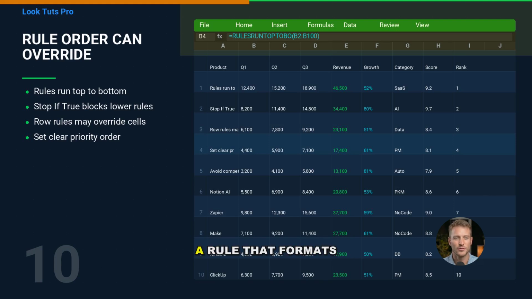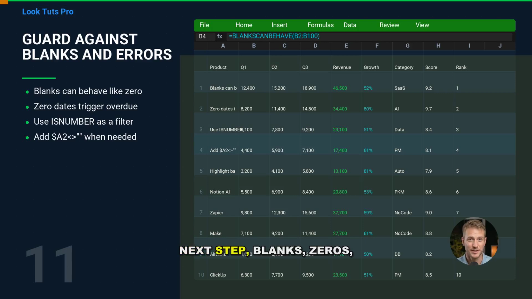Or you might have a rule that formats an entire row based on another column, and it overrides the date cell formatting. The fix is to decide priority. Typically, overdue should be high priority because it's a critical state. Today might come next. Last 30 days is usually lower priority. Then, neutral formatting like alternating row colors should be last. If you need multiple formats to stack, avoid stop if true, or separate the formatting so rules don't compete for the same visual property.